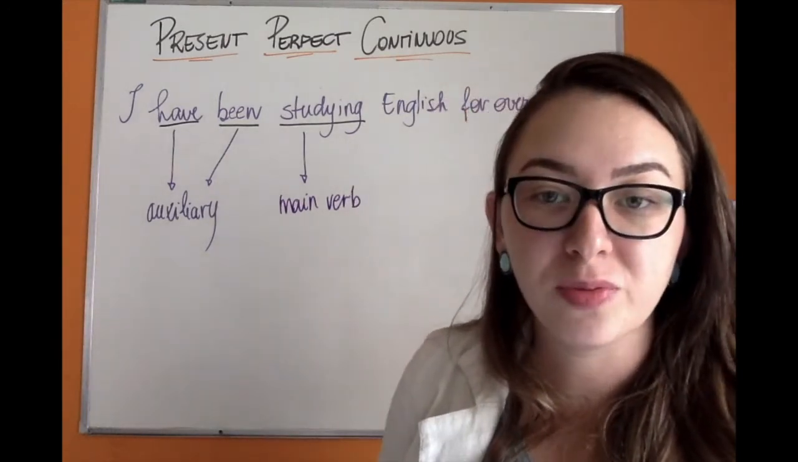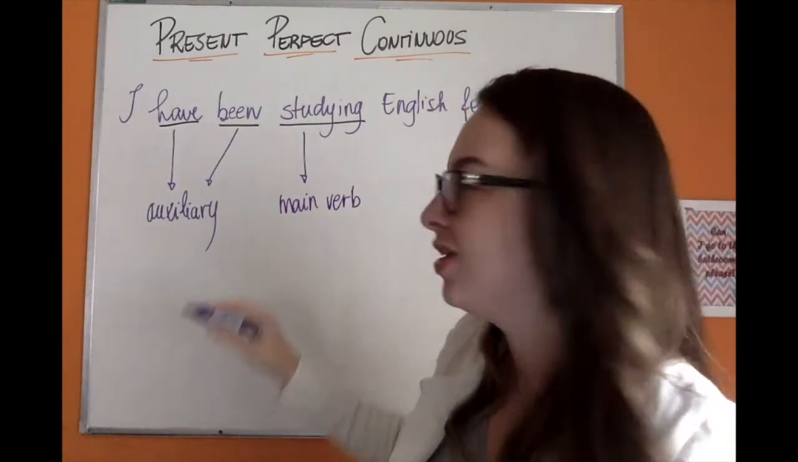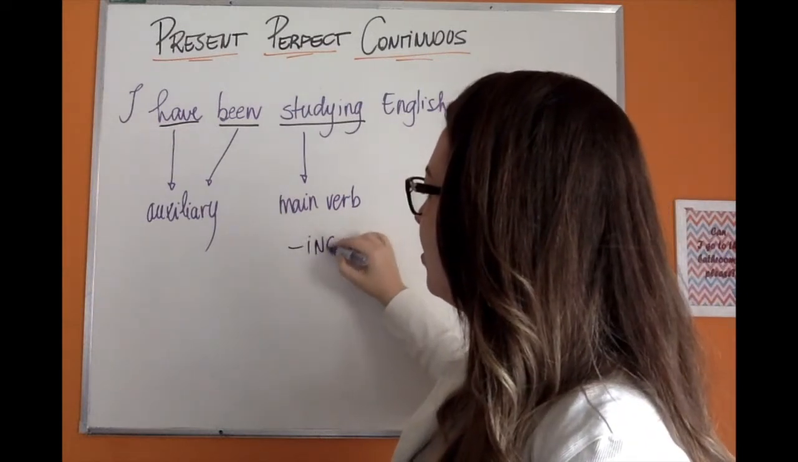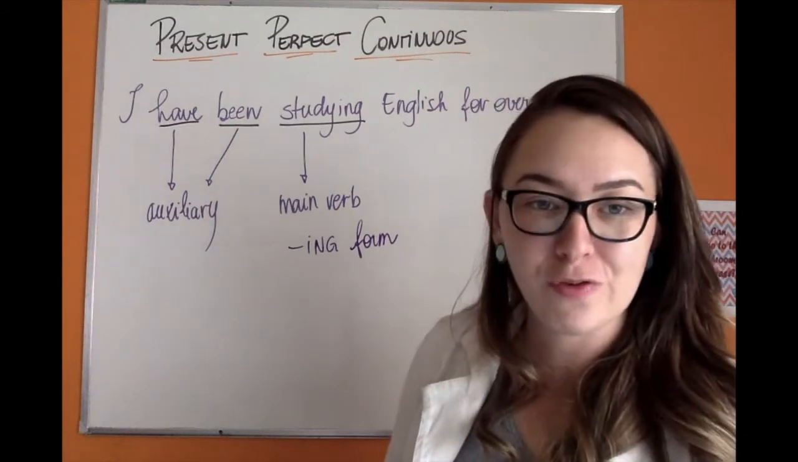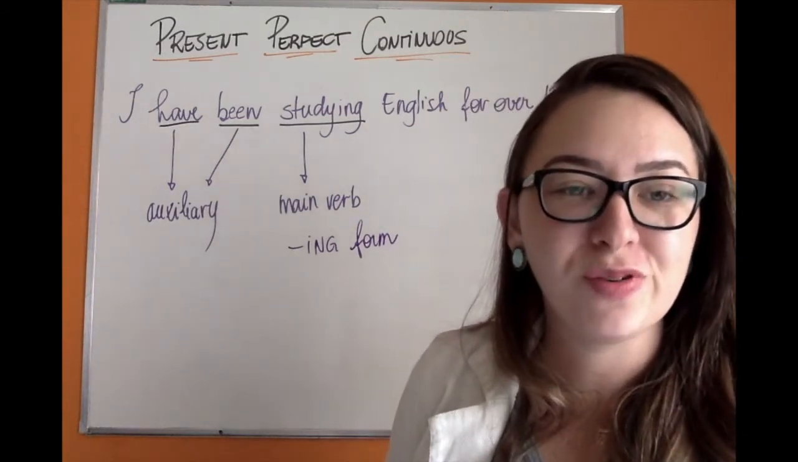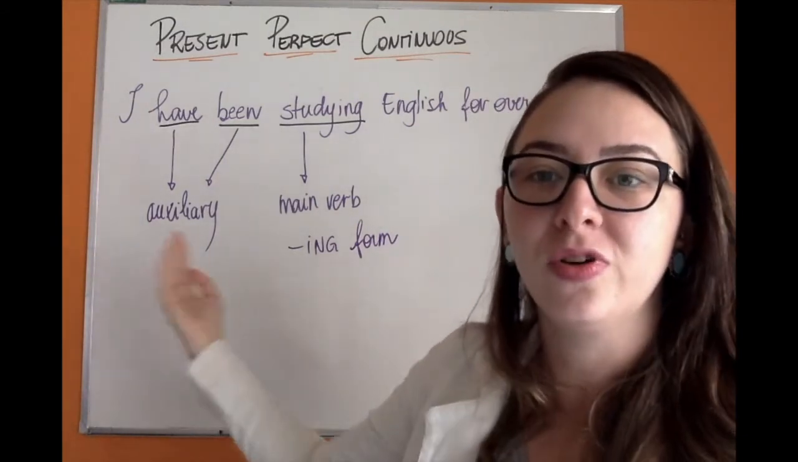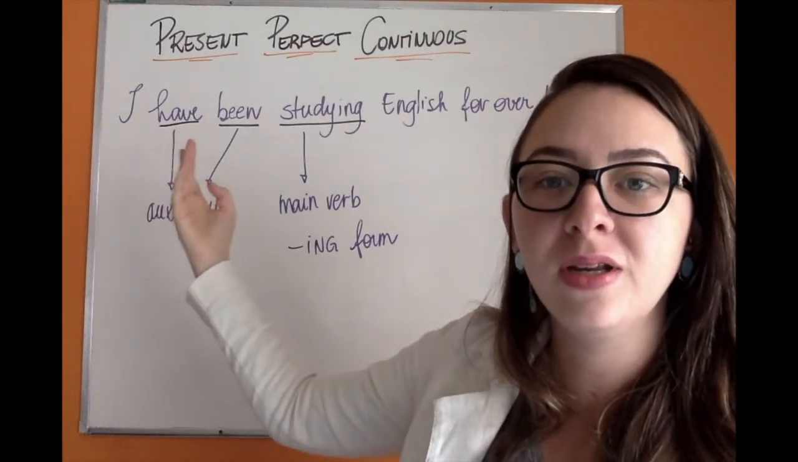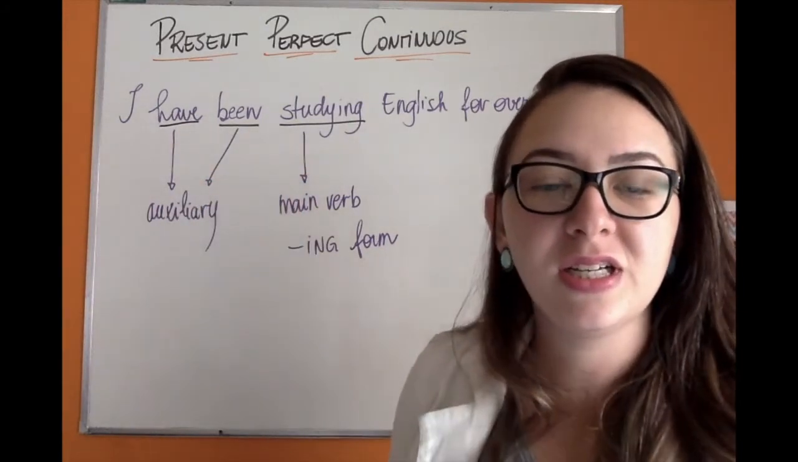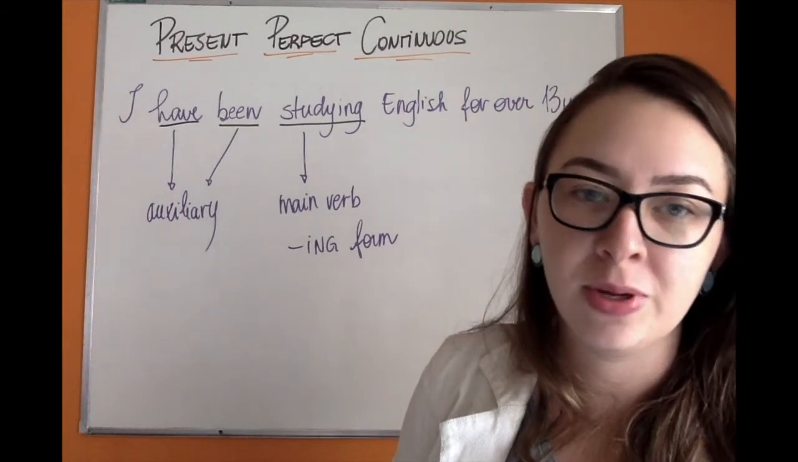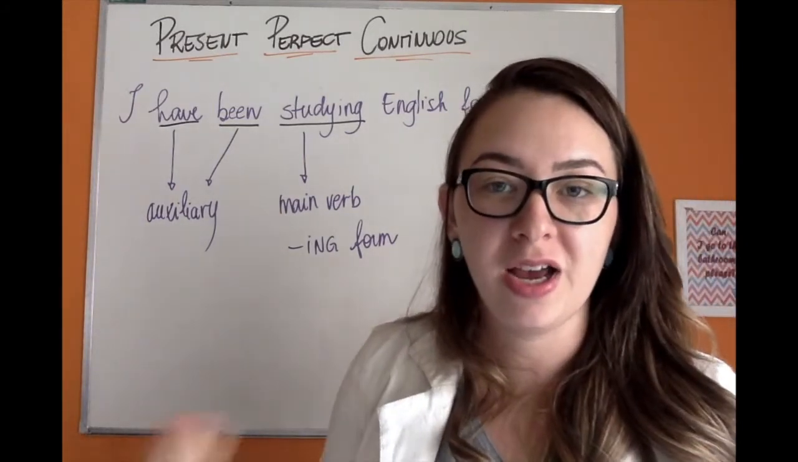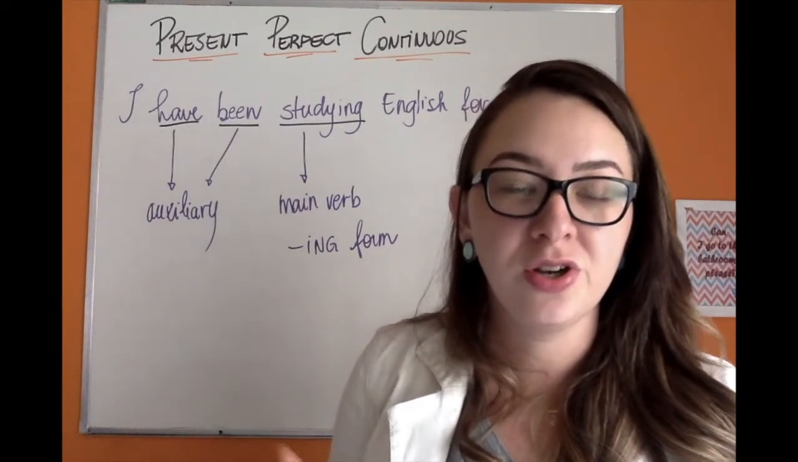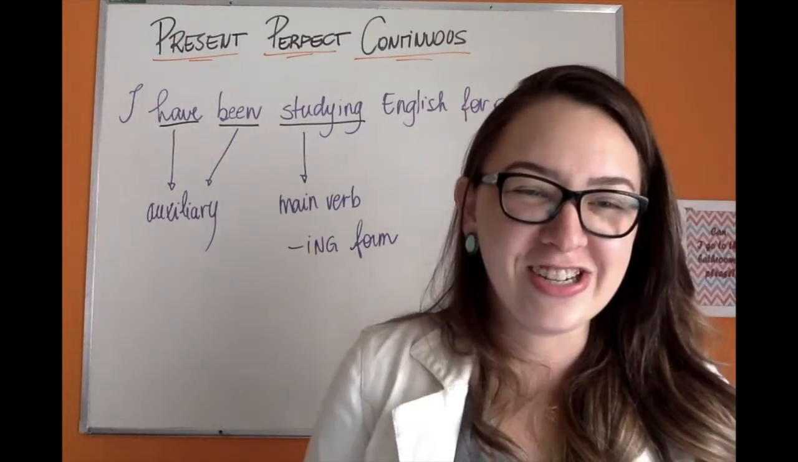And the main verb is in the present participle. It's the ing form. All right? That's very simple. That's the structure. Two auxiliary verbs, have and been, and studying is our main verb in the ing form. So here I have my sentence in the affirmative. I have been studying English for over 13 years.